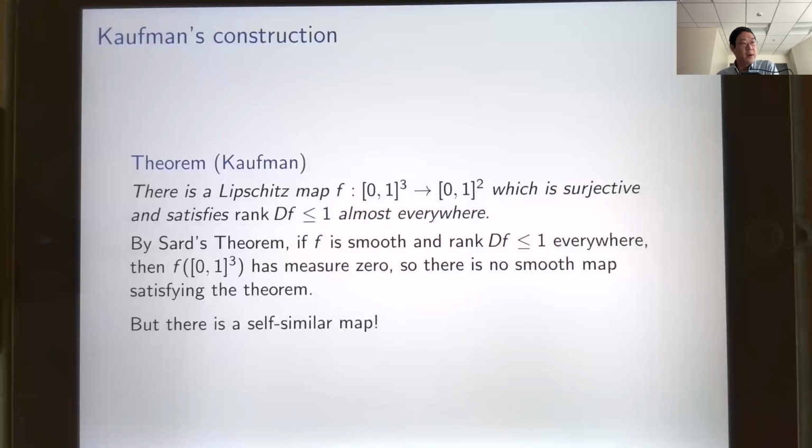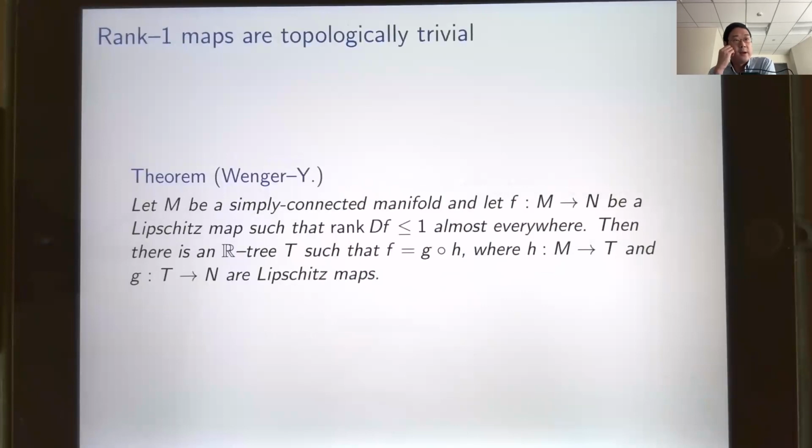But there's also a limit to the amount of flexibility you can have here, because you can't really get very interesting topology out of this. It's always going to factor through a tree, and you can prove this. You can prove that maps that are Lipschitz and where the derivative is rank one almost everywhere have to factor through an R tree. If M is simply connected and F is a rank one Lipschitz map, then there is an R tree T, so that F is a composition of a map from M to T and a map from T to M. So you can't have very interesting topology here, because it all has to factor through something contractible.